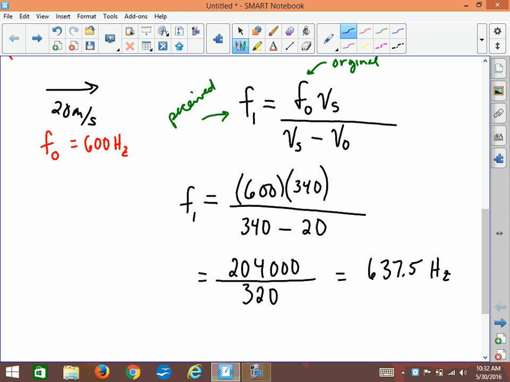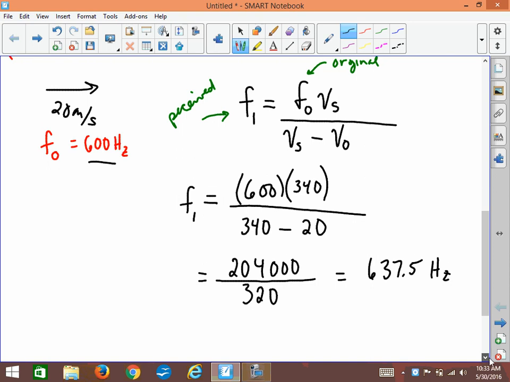So you see how it's a bigger number. The original hertz, the car horn, is actually 600 hertz, but because the car is moving towards you and squishing up the waves as it comes, you're going to hear a horn of 637.5 hertz, a slightly higher frequency sound, a higher pitched sound.